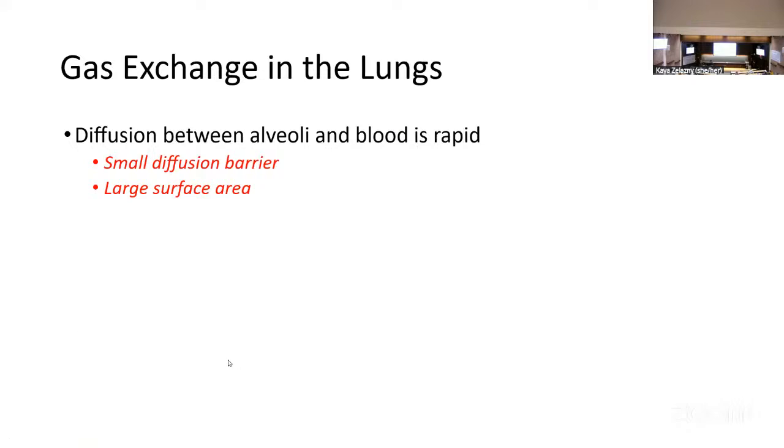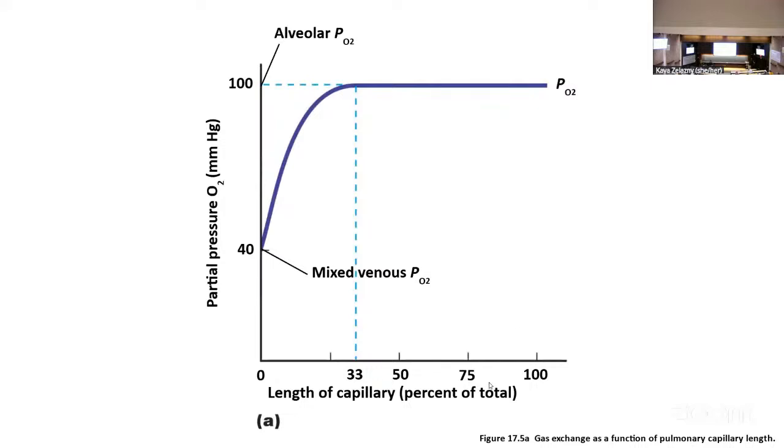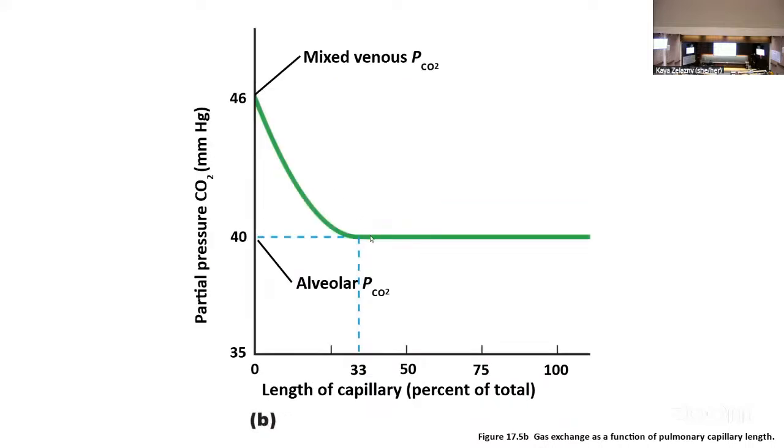So all of this is happening fast. We got a small diffusional barrier between alveoli and the blood. Same thing with capillaries. We know that capillaries in the systemic system, their point is to exchange stuff. Small barrier, large surface area. So these next two figures just show you that that change is rapid. So about a third of the capillary is used for this gas exchange, both for oxygen and for carbon dioxide.